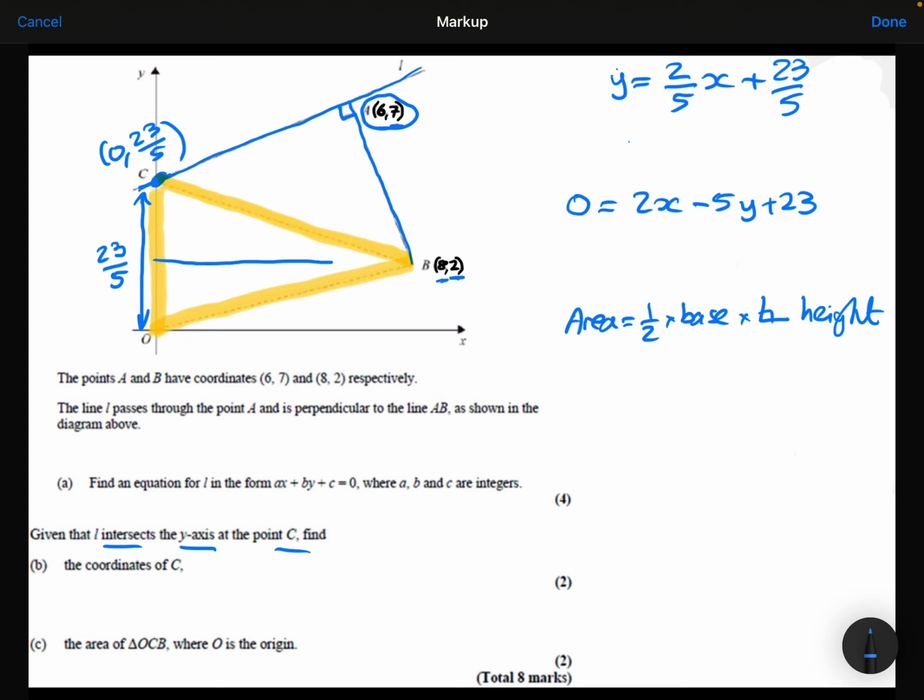The perpendicular height here of the triangle is going to be the x coordinate of point B, which is 8. So the area is a half times 23 over 5 times 8, which gives 92 over 5. And there we go.